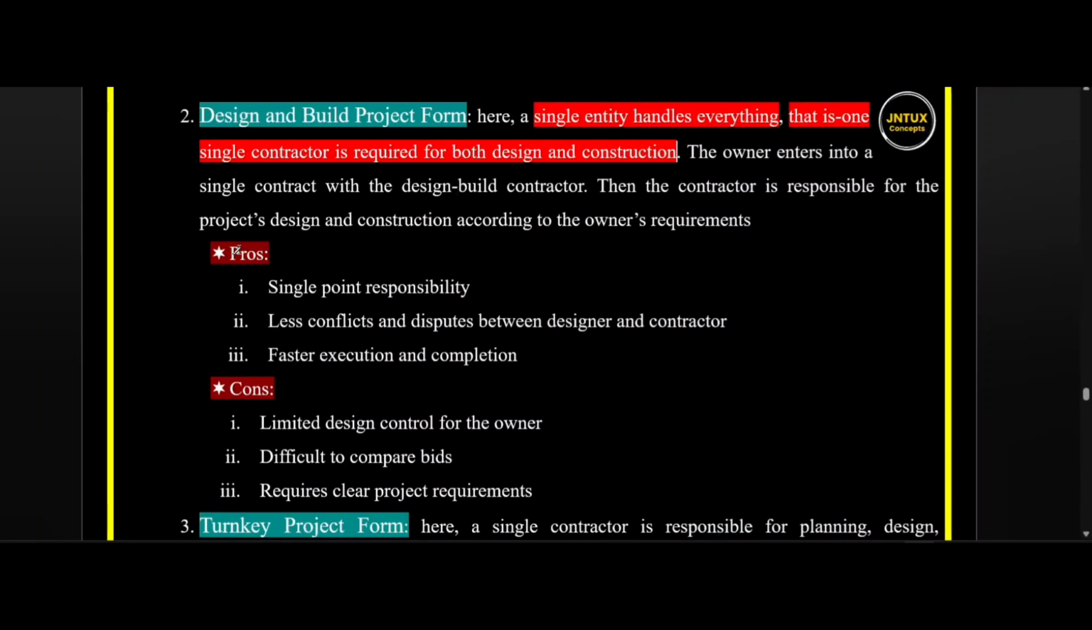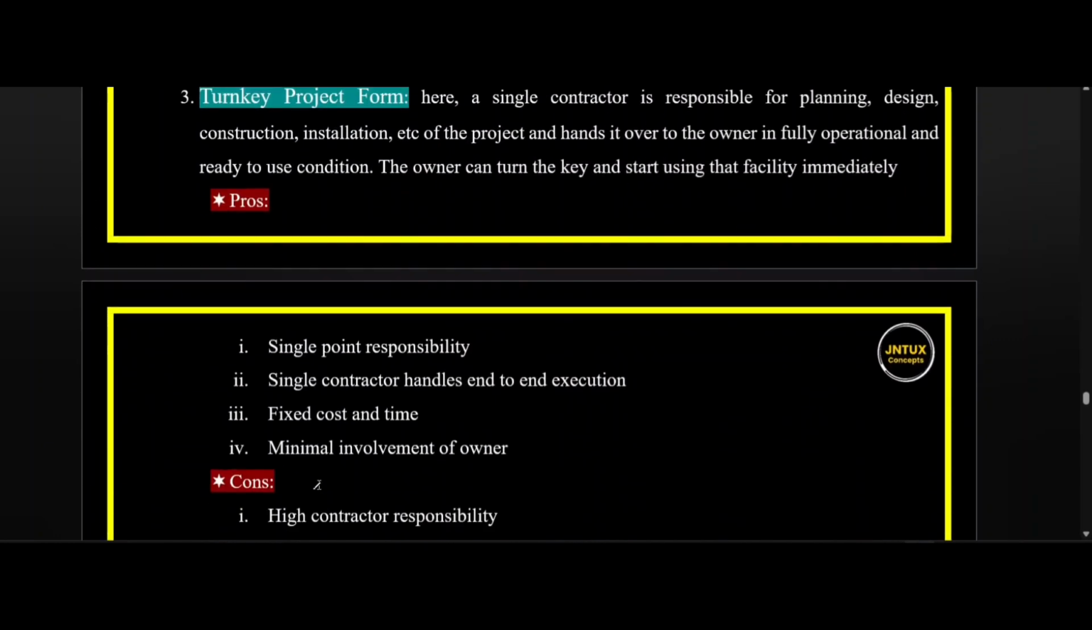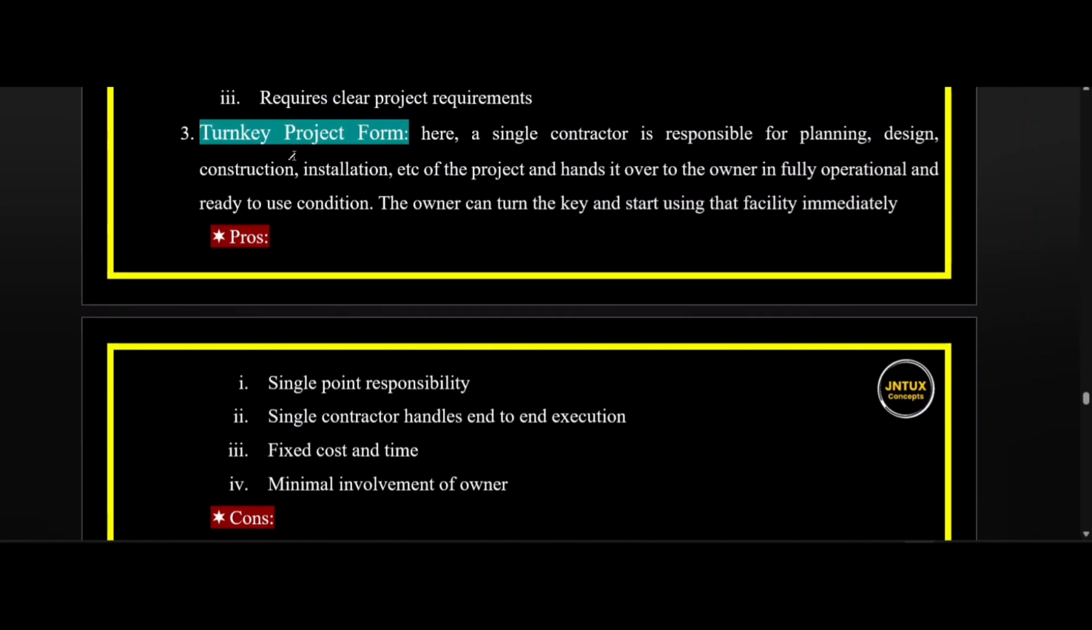This form of project also has some advantages like single point responsibility, less conflicts and disputes between designer and contractor, faster execution and completion. There are some disadvantages too, like limited design control for the owner, difficult to compare bids, requires clear project requirements. Let's move to the third project form, that is turnkey project form.